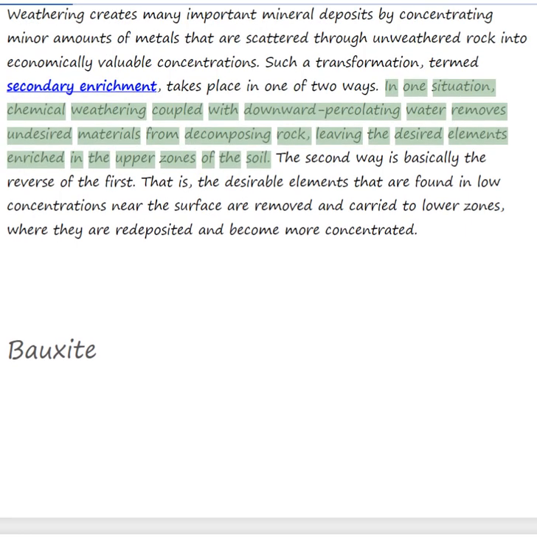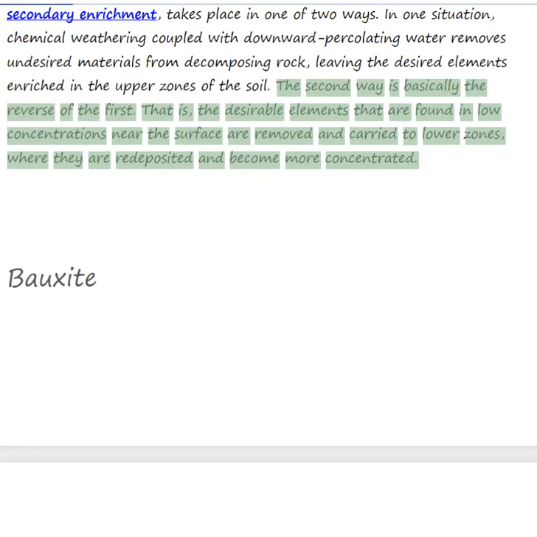In one situation, chemical weathering coupled with downward percolating water removes undesired materials from decomposing rock, leaving the desired elements enriched in the upper zones of the soil. The second way is basically the reverse of the first. That is, the desirable elements that are found in low concentrations near the surface are removed and carried to lower zones, where they are redeposited and become more concentrated.